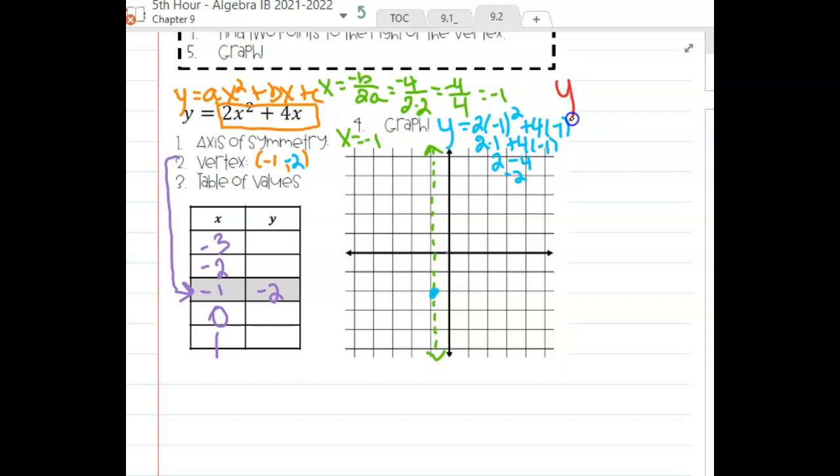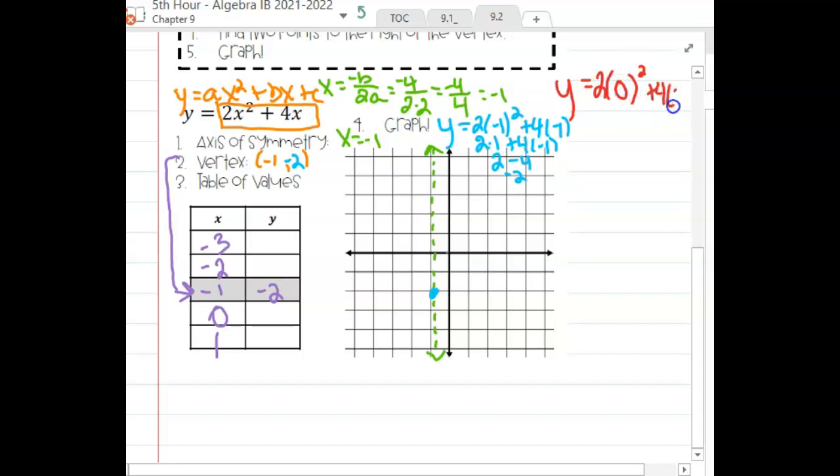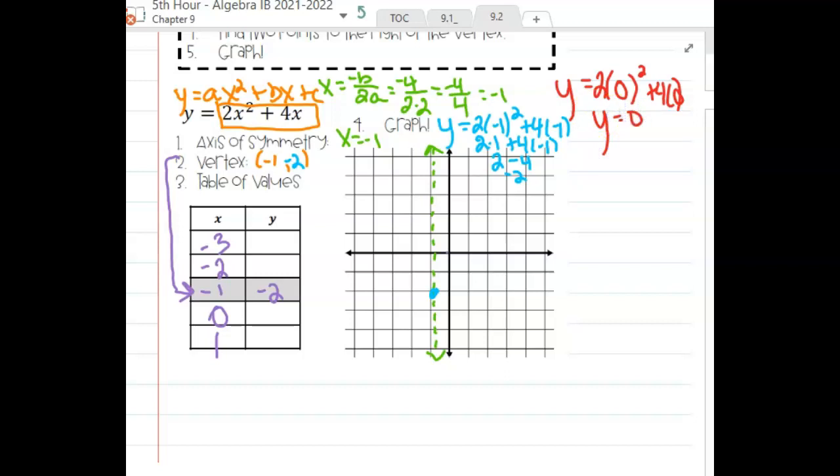So y equals 2 times, instead of x, we're plugging in 0, plus 4 times 0. 0 is always super easy to work with. We're going to find that out. 2 times 0 squared plus 4 times 0. That's going to be 0 plus 0. That's going to be 0. So when I plug in 0, I get out 0. So I have another point. I know now that my parabola comes up and over here.